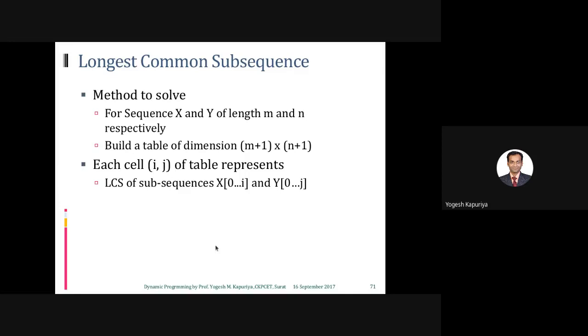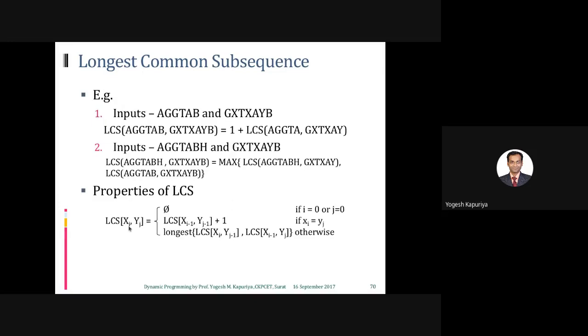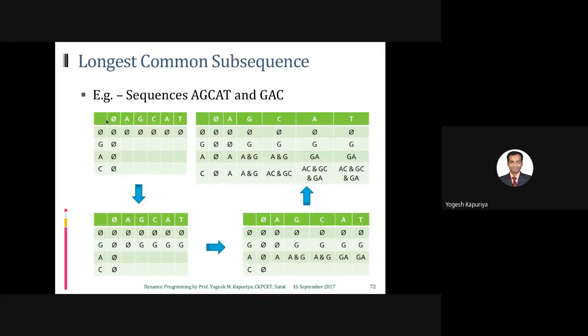So let's put it in a tabular form. What is the method to solve? You will simply build a table. Let's say you have this string and another string. So you have this many rows, A, G, G, T, A, B, and this many columns. Let's say you have AGCAT and GAC. These are the two sequences. So we will build a table in which AGCAT, sequence 1, is on the columns and sequence 2 on the rows. It can be anything. That means you can put this sequence at the row and this sequence at the column. It doesn't make any difference, right?